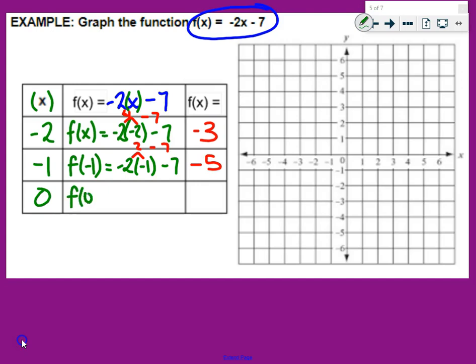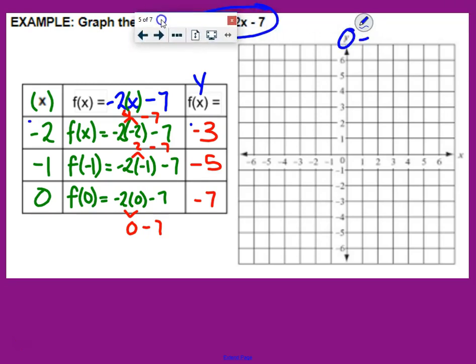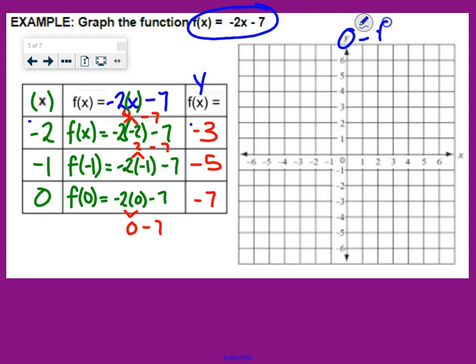Last one, we're going to plug in 0 for x, so we're going to solve for f of 0, which is negative 2 times 0 minus 7. Negative 2 times 0 is 0, minus 7 is negative 7. Now we have coordinate points that we can plot. We have x and f of x, which remember is really y. So when we plot our f of x values, they go on our y-axis. So we'd have negative 2, negative 3. We have a negative 1, negative 5. And we have 0, negative 7.